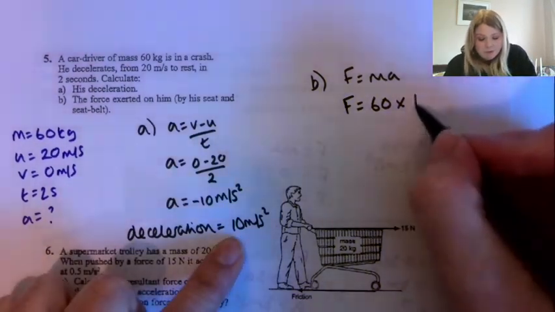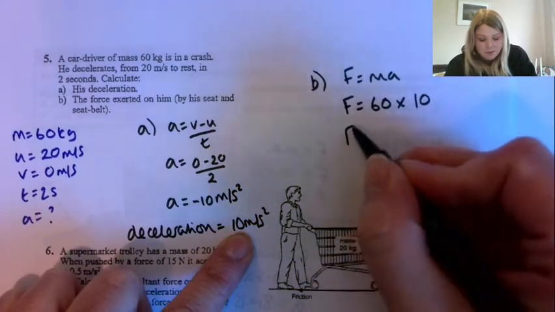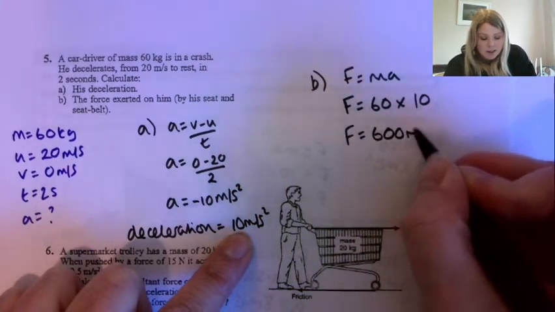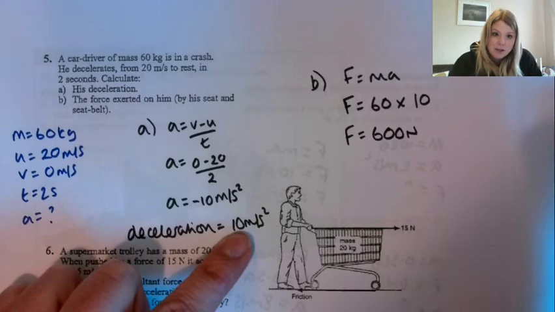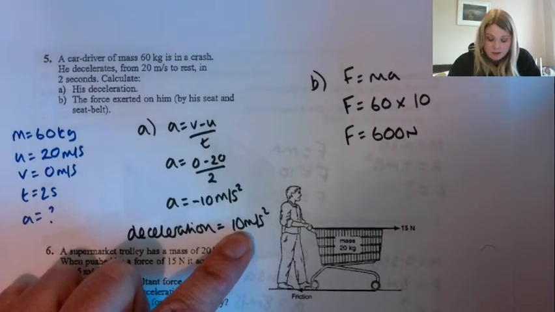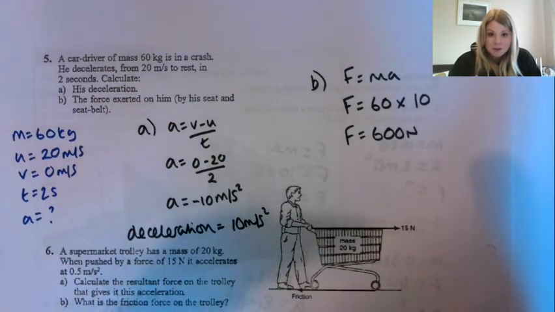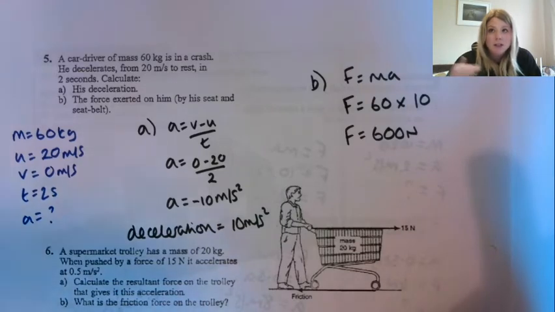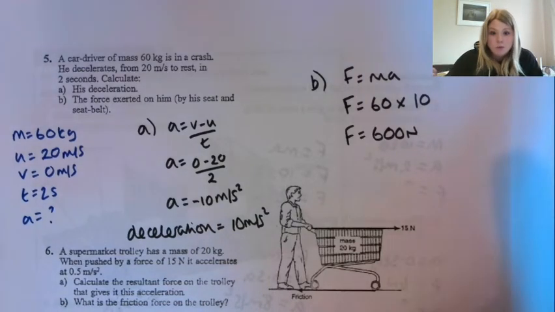So I'm just going to put it in as 10 to get my force of 600 newtons. If you have minus 600 newtons there, mark it right, okay? The minus is just showing you that the direction is opposite to the direction of motion of the person. Okay, hopefully that makes sense.